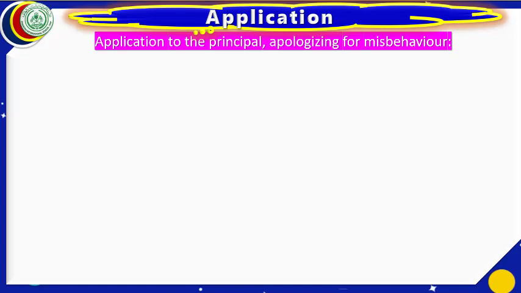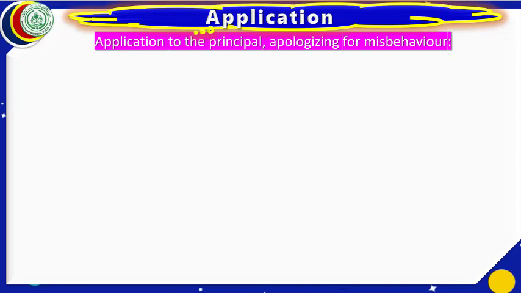Dear students, this application is to apologize for misbehavior. Misbehavior means you have done something wrong in the class and now you are feeling guilty. That is why you are going to write an application to the principal to say sorry to him. You have done something in the class which was not allowed.